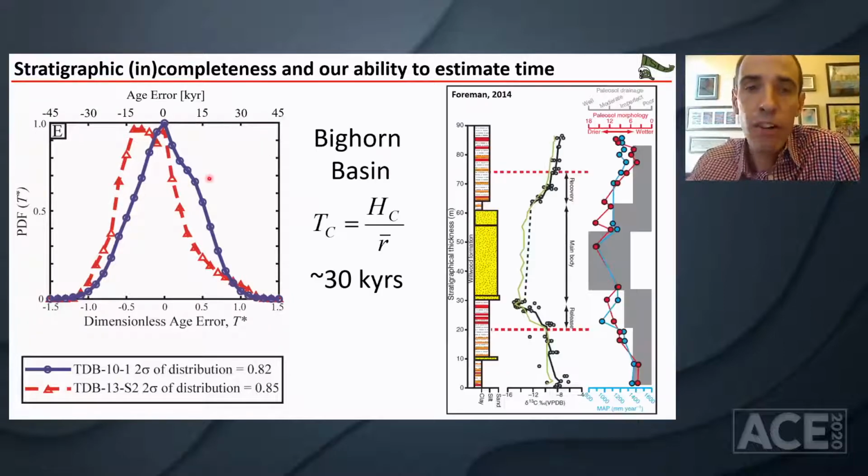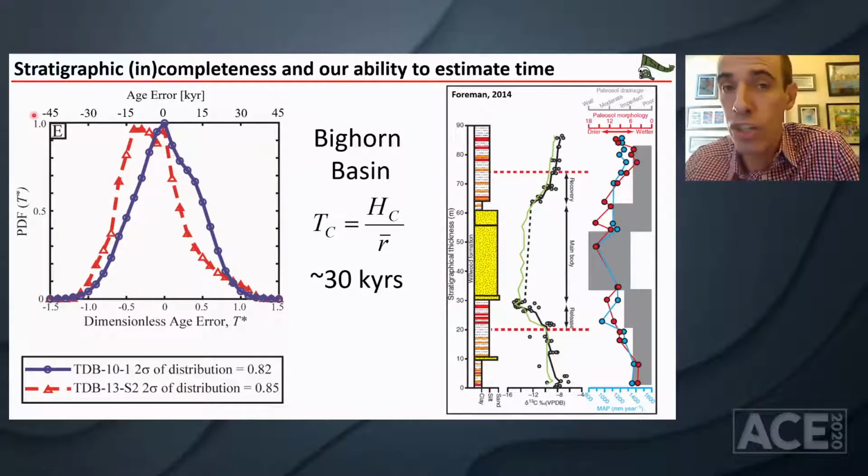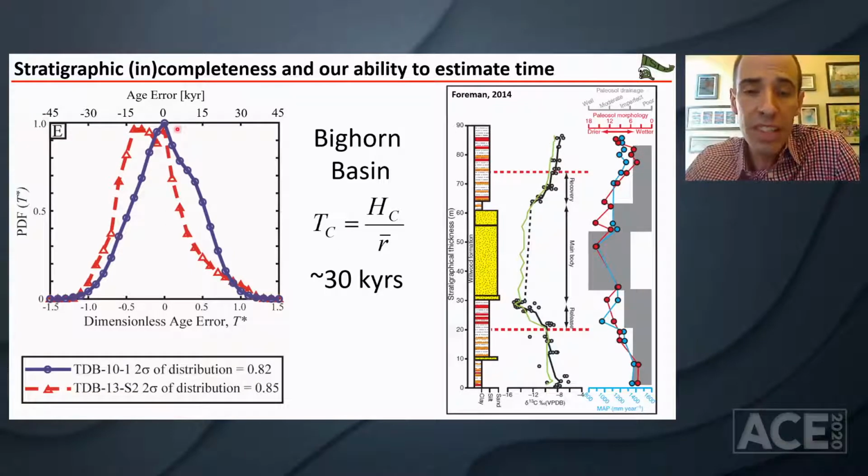Well, if we take, for example, the Bighorn Basin in the US West, where we know the channel depths here and we know the long-term aggradation rates, we can take our dimensionless age error and turn that into a dimensional age error. And what this suggests is that it would be quite common for us to be dating our sediments wrong by maybe 15,000 years, or maybe a 2 sigma error here would be 30,000 years.